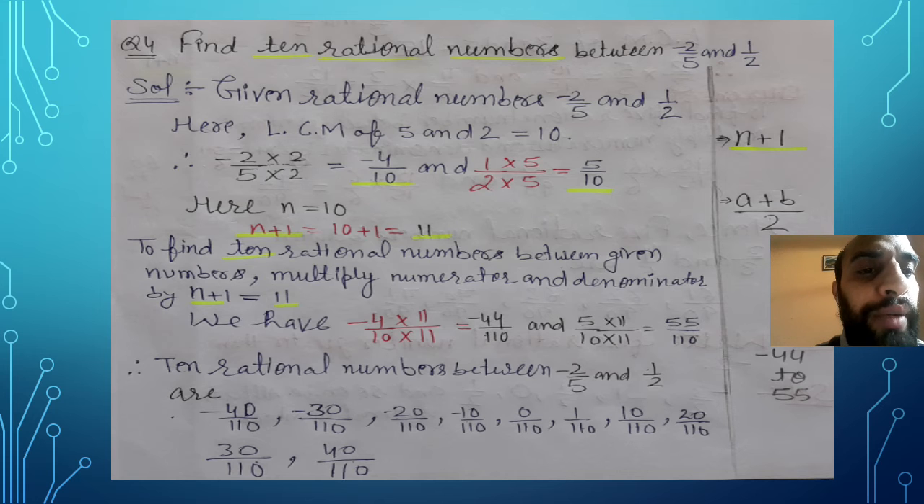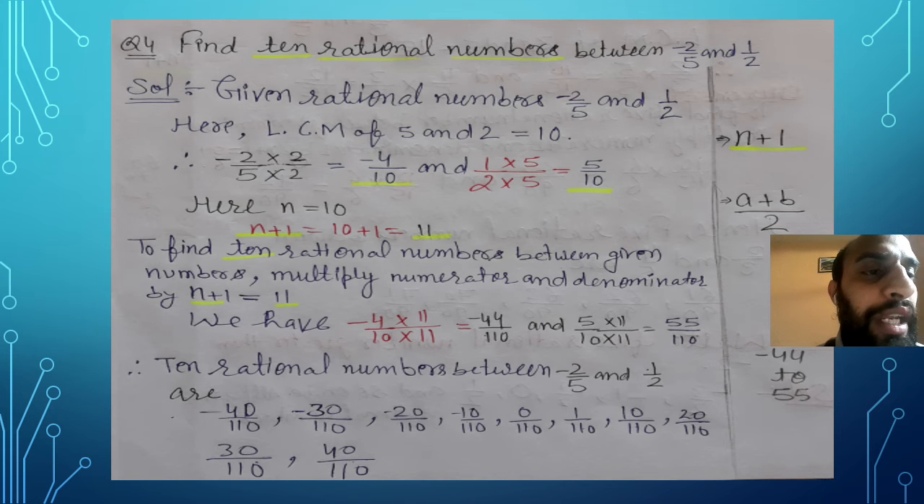Minus 4 into 11, 11 fours are 44, so minus 44. And 11 tens are 110. Next case, you have 5 into 11. 11 fives are 55, and 11 tens are 110. Now my dear student, you can see in the rough area I have written minus 44 to 55.